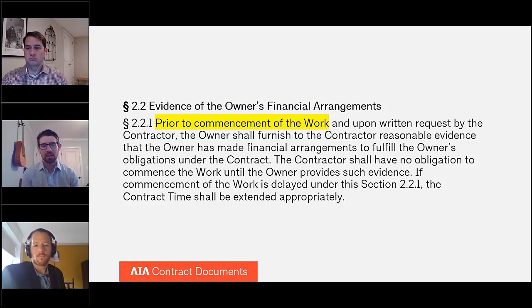But on the other hand, if an owner turned over boxes and boxes and boxes of information to the contractor and the contractor still said it wasn't satisfied, well, someone after the fact, like a judge, might look at that and say, that was reasonable evidence that the owners made financial arrangements. So it's typically going to be backward looking, and the parties just have to act reasonably in evaluating whether or not the evidence turned over by the owner was reasonable.